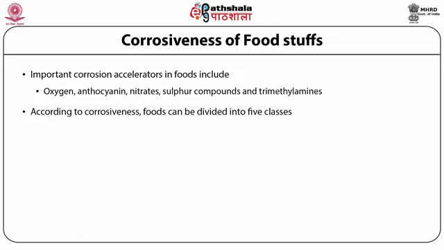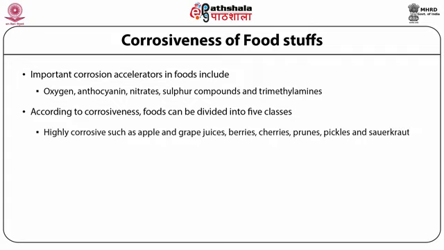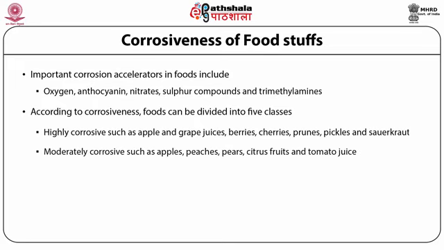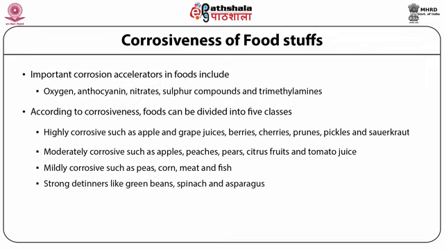From a corrosive point of view, it is convenient to divide foods into 5 classes: those that are highly corrosive like apple and grape juices, berries, cherries, prunes, pickles, and sauerkraut; those that are moderately corrosive such as apples, peaches, pears, citrus fruits, tomato juice, etc.; those that are mildly corrosive like peas, corn, meat, and fish; and strong detainers such as green beans, spinach, asparagus, and tomato products. Beverages are conveniently considered as a 5th class.